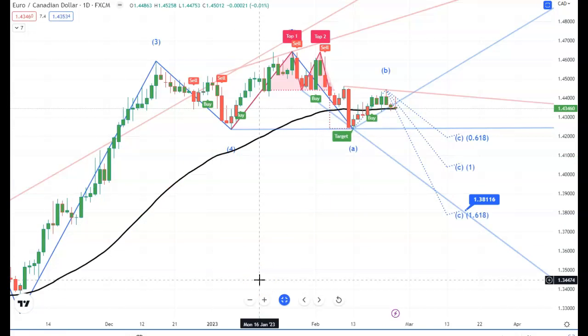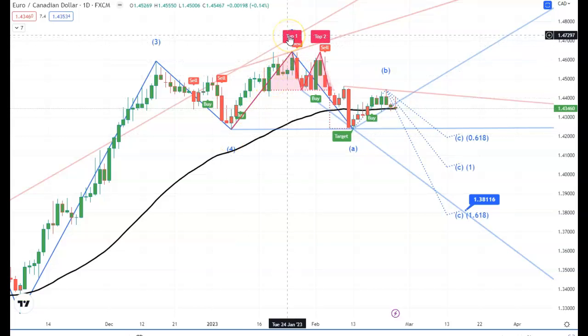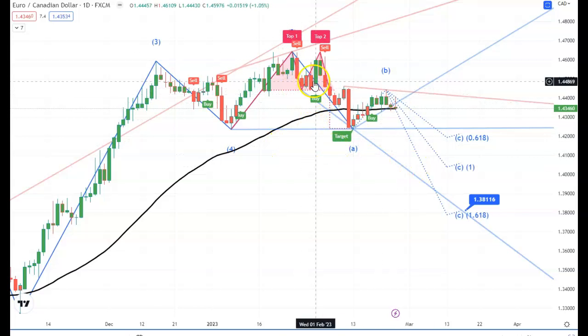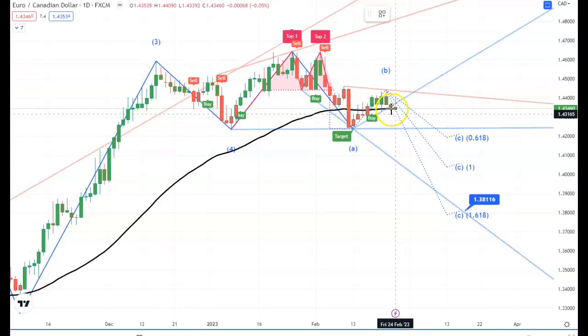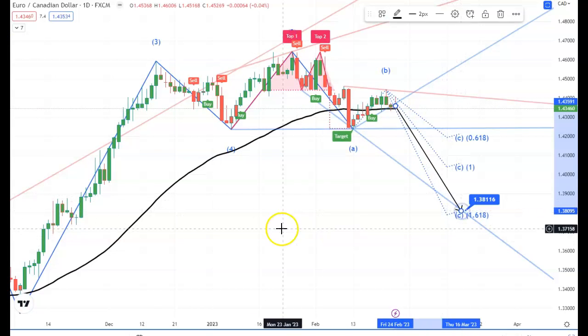Euro Canadian isn't looking healthy at all. We've got a wave 4, which is the impulse, up to a wave 5, which is the end of the trend. We've got a double top at a wave 5 showing weakness. We've got a pullback up to the resistance area, guys. So this is looking very weak, and therefore our target is going to be the extension to 138.